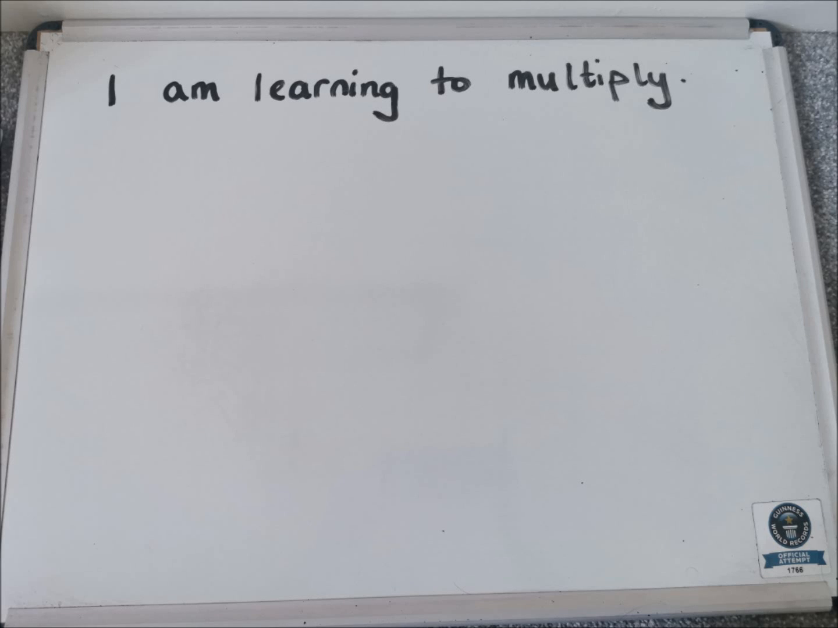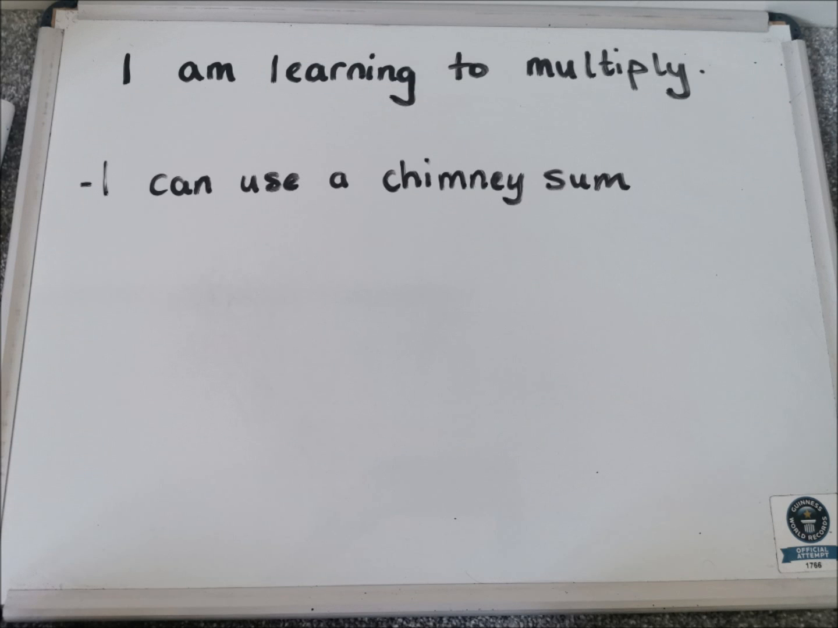Hi everyone, today we are going to be continuing learning how to multiply. So we have done practicing with our times tables, we have done timesing 2 digits by 1 digit. So today we're going to move on to doing 3 digits by 1 digit multiplication. So I can use a chimney sum, so that's the strategy we're going to be using for today.